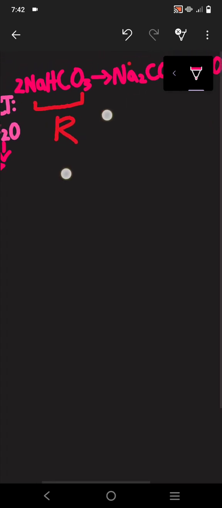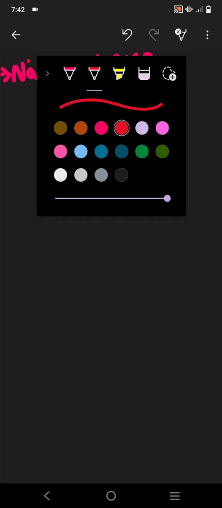Sodium bicarbonate is converted, which means that from the reactant we get three products: sodium carbonate, water, and what else? Carbon dioxide, CO2. Okay. This is the reactant, and the reactant is converted into three products, which means from one thing we have created different things, so that is product.